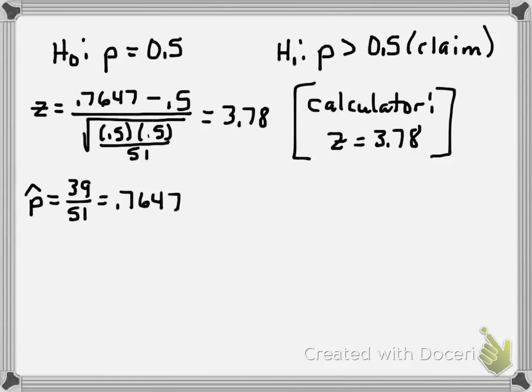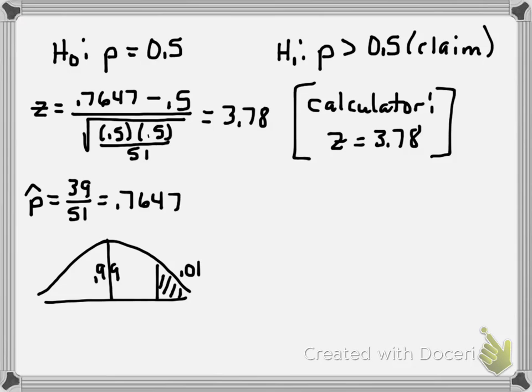Next, we need to find the critical region and critical value. So let's draw a picture. From the greater than in H1, we know that we have a right-tailed test. So there's our critical region. From alpha, they told us alpha was 0.01, so the area in that tail is 0.01. So the area to the left would be 0.99. So using table A2 or inverse norm on your calculator, you should find a critical value of 2.33.